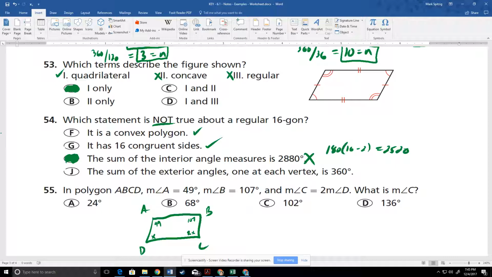So it says, what is C? Well, in this case, we know that all of the angles together add up to 360. So 49 plus 107 is 156. Our equation is 3x plus 156 equals 360. We subtract 156 from 360, and then we divide by 3, and we end up with 68. So x equals 68.